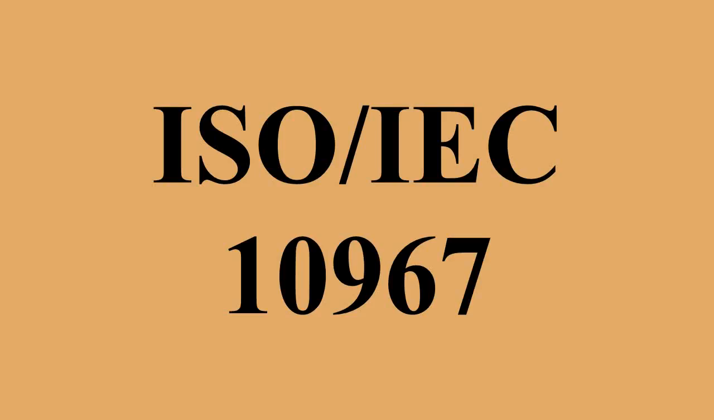LIA currently consists of three parts. Part 1, Integer and Floating Point Arithmetic, 2nd edition, published 2012. Part 2, Elementary Numerical Functions, 1st edition, published 2001. Part 3, Complex Integer and Floating Point Arithmetic and Complex Elementary Numerical Functions, 1st edition, published 2006.